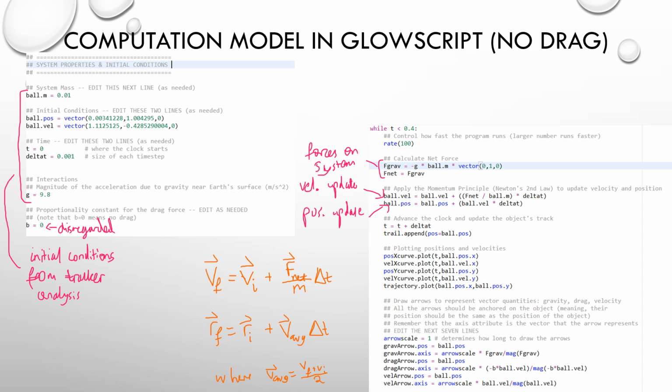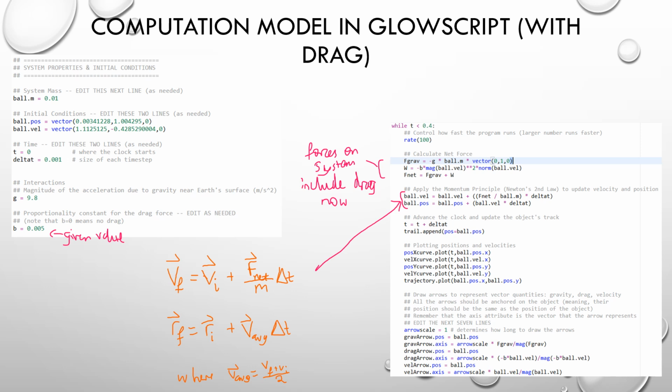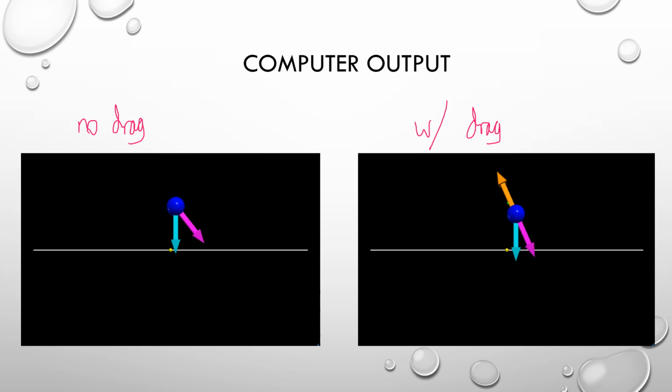Then for the one without drag, b is equal to 0 because we're disregarding it, and our F net is just F grav. And then we use the velocity and position update formulas. Now, as for with drag, we're going to set b to a value of 0.005, and in this case, F net is not just going to be F grav, but it's going to be F grav plus F drag, which represents the force from the drag. For our computational output, we can see that with no drag, we just have two arrows. This represents F grav, this the velocity. Same thing here, except we also have an orange arrow representing F drag.